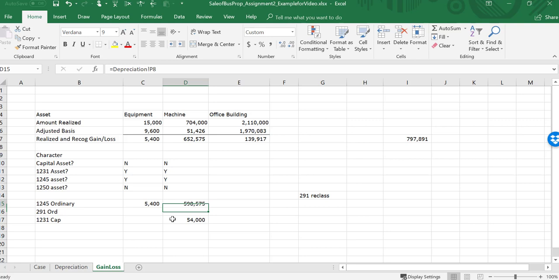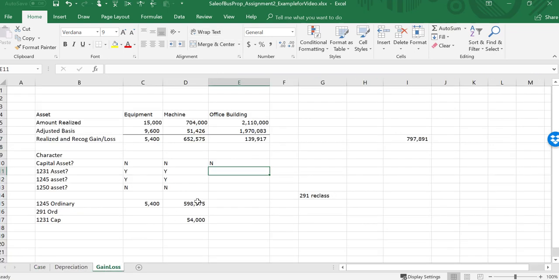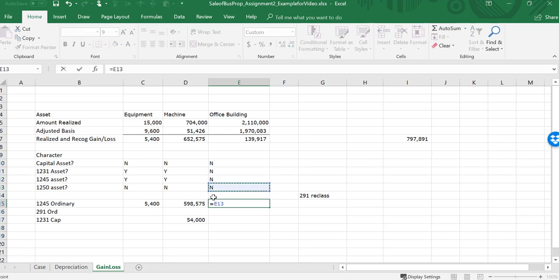Okay, now we have an office building we need to deal with. Is that a capital asset? No way. We've confirmed that. Is it a 1231 asset? Let's go take a peek. See, it was purchased in December of 2017. It was sold in July of 2018. Uh-oh. Well, it looks to me like that is not a 1231 asset. If it's not a 1231 asset, it's neither of those as well, which means that is simply an ordinary asset and therefore generates only an ordinary gain.